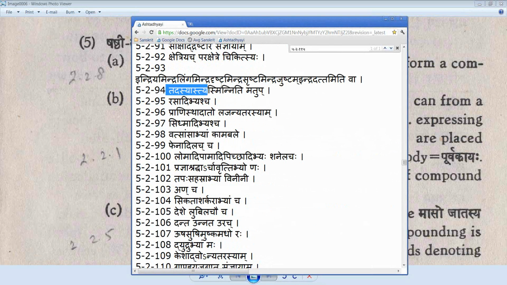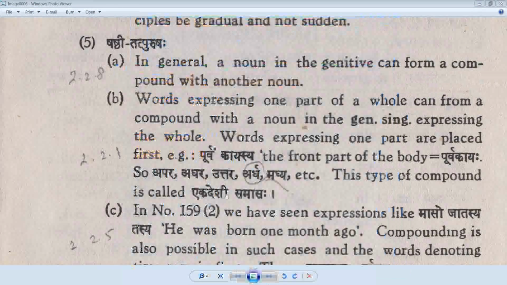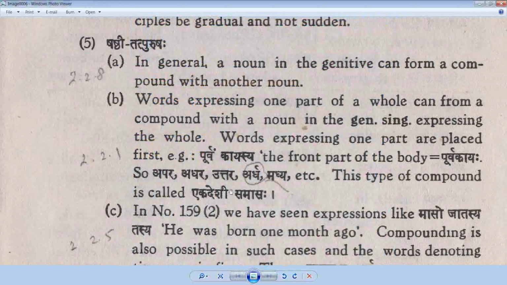That's ekadeshin. The book made an error here: it should be ekadeshi samasa, a compound word which involves an ekadeshin. What is written is not correct, because the ekadeshi is not the samasa. It is not a samasa which has parts to it. Something which has parts to it is what is going to be used in this compound. So it should be ekadeshi samasaha.